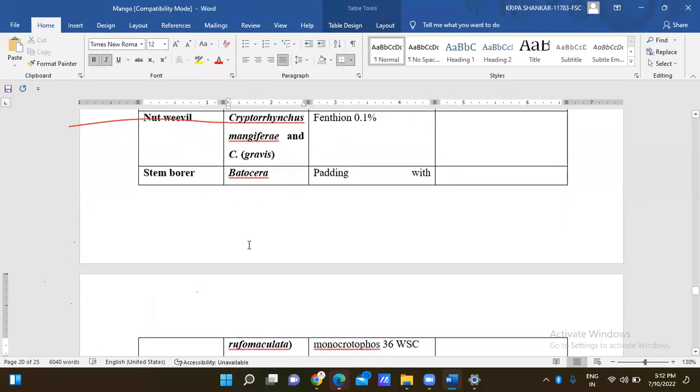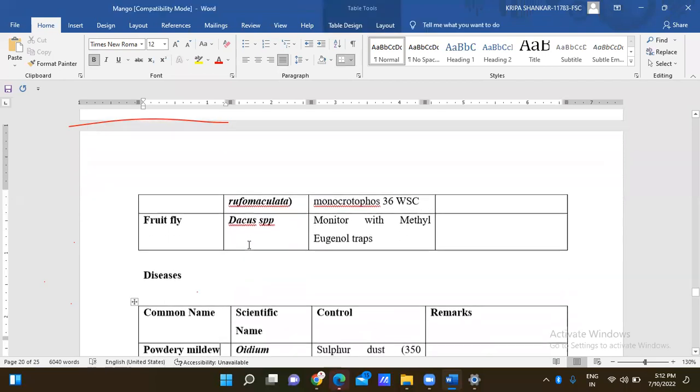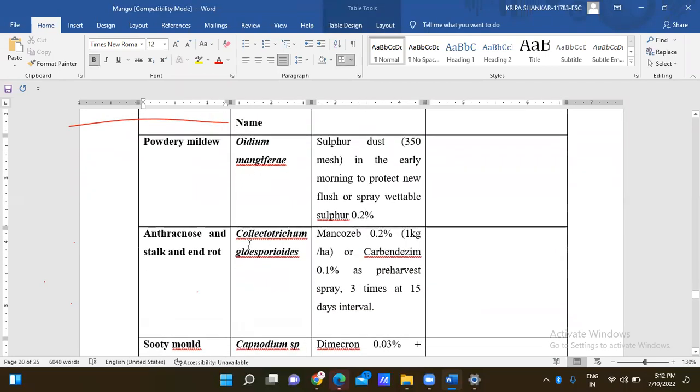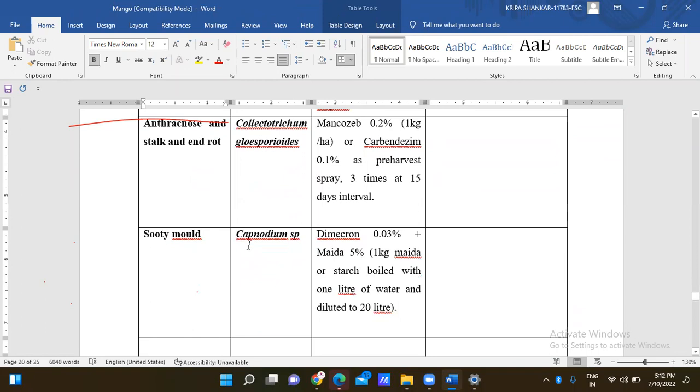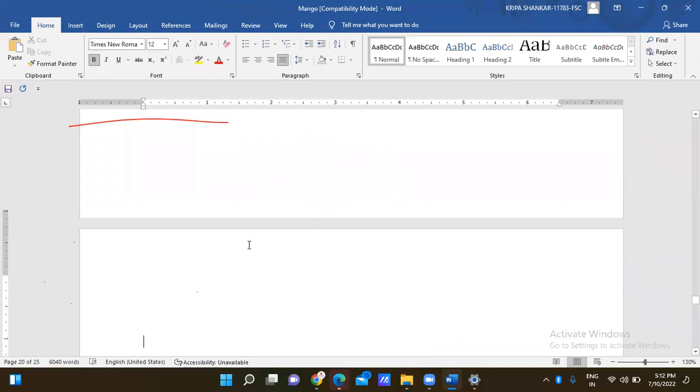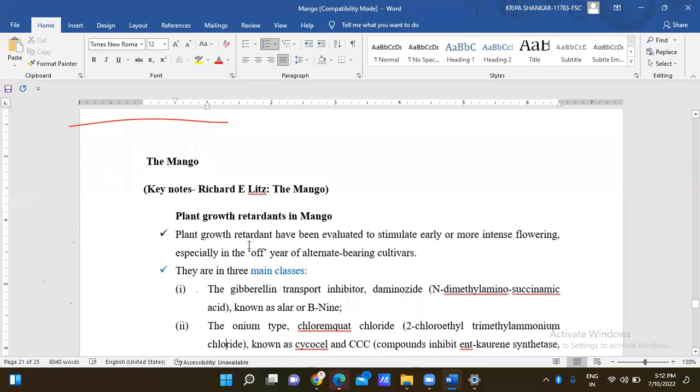Pest and disease is there. All you should read nicely. Powdery mildew, anthracnose. In the case of disease and pest, two things you should remember. First, what is the major pest, what is the major disease, and what is the scientific name of that. Like in the case of mango, anthracnose and powdery mildew are a major problem. So you should remember that, and what is the scientific name of that particular pathogen.